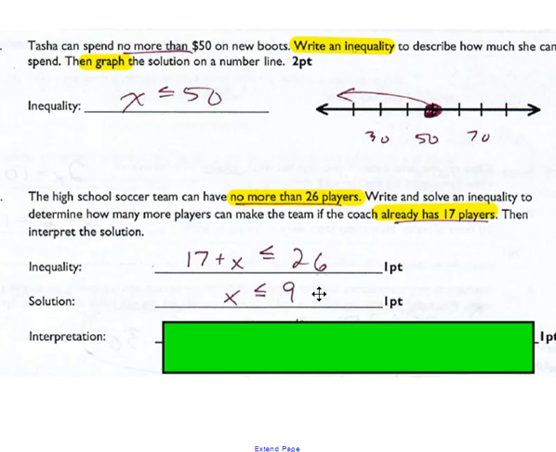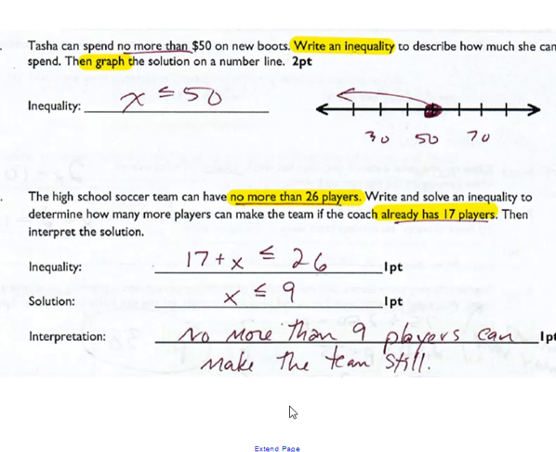So that's the solution to our inequality, how many players they can still really add to their team if they want. The interpretation is just where we use our words to summarize what we're finding out now. So I wrote this, no more than 9 players can make the team. Okay, something that is the same as that is acceptable. No more than 9 players can still be added to the team.